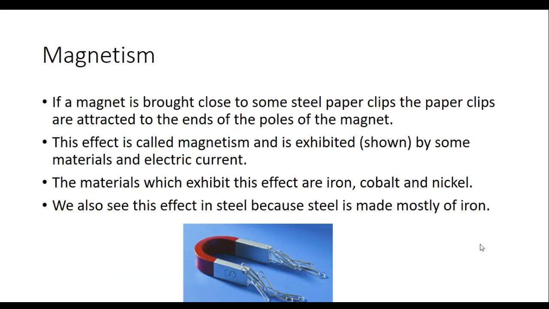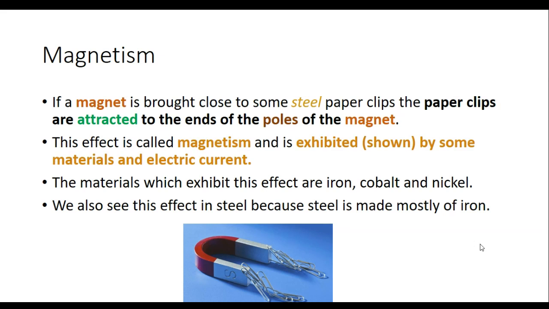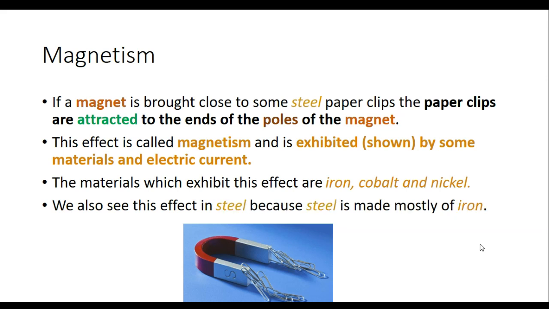In terms of magnetism then, if a magnet is brought close to some steel paper clips, you've probably seen this before, the paper clips are attracted to the ends of the poles of the magnet. This is the effect that we call magnetism, and it's shown by some materials and electric current. As we've mentioned before, the materials which exhibit this effect are iron, cobalt and nickel. And we also see it in steel, because steel is made mostly of iron.